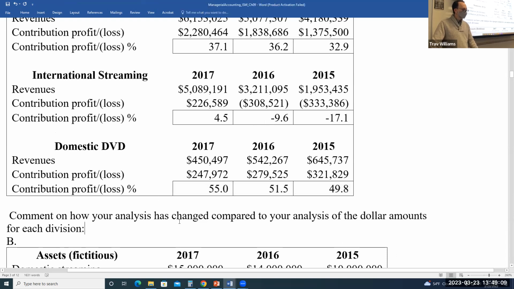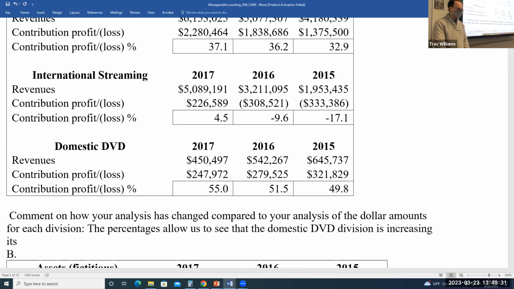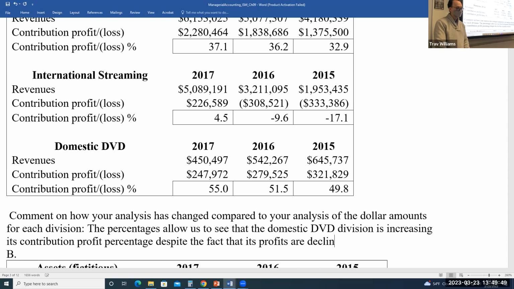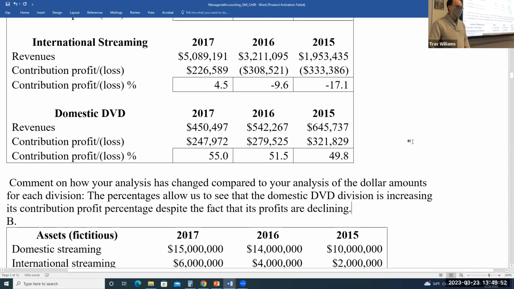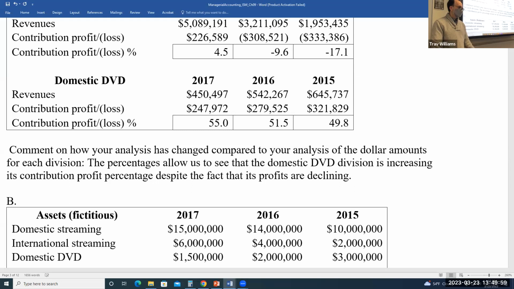Okay. So the percentages allow us to see that the domestic DVD division is increasing its contribution profit percentage despite the fact that its profits are declining. Any questions or comments?